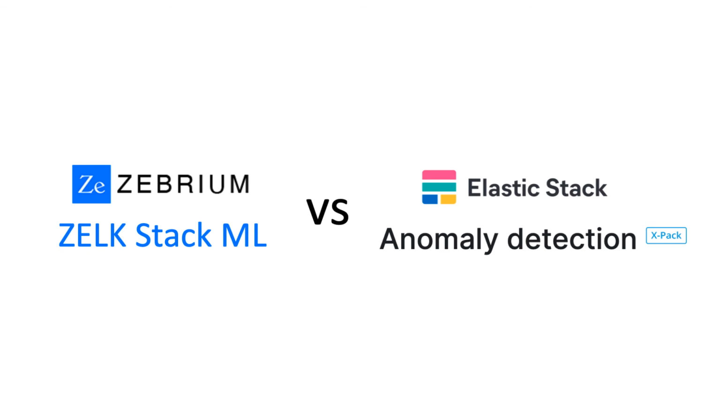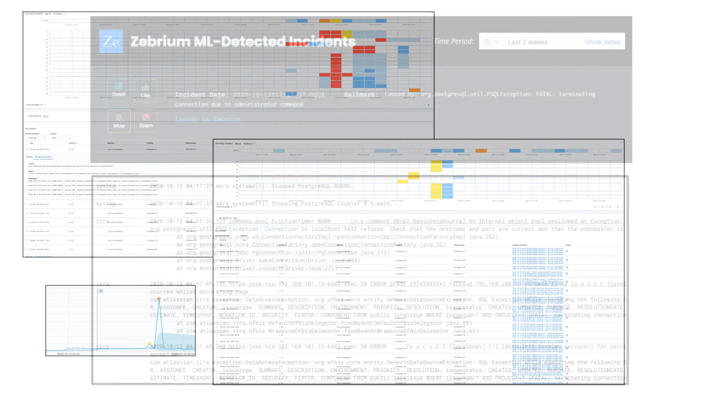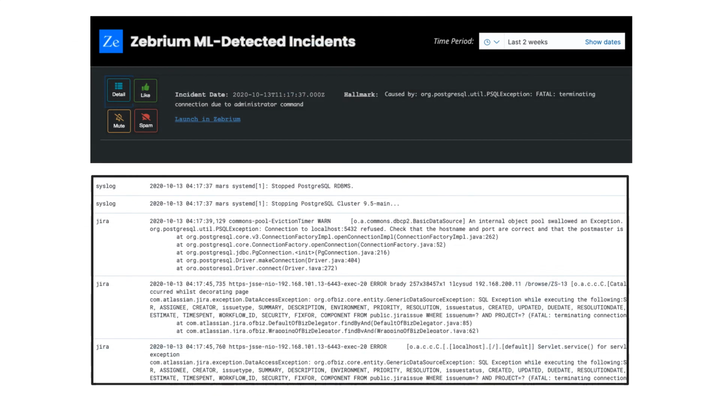So, how does Zebrium ML compare to Elastic ML? This used to be best in class, but it requires a lot of human interpretation. Now you can do this. Directly see problems and their root cause right inside the Elastic Stack.